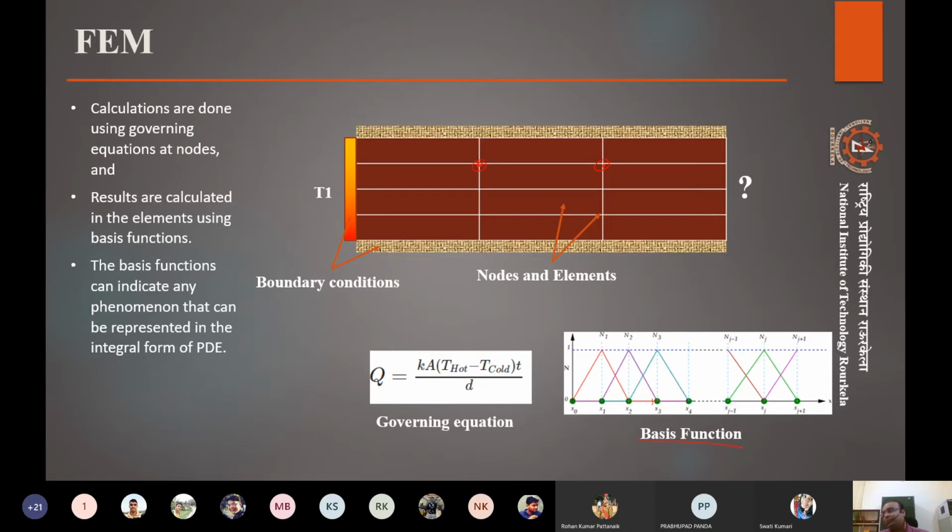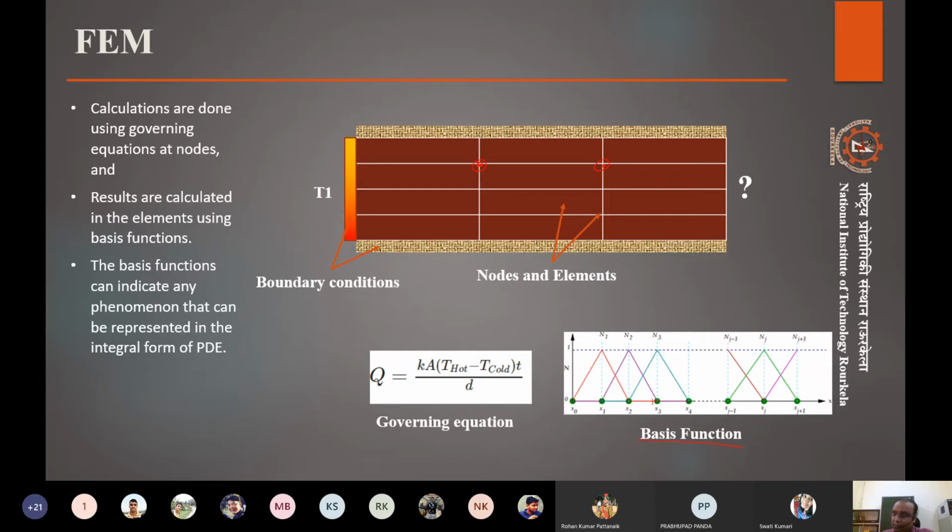Now, it is a good enough method. It has overcome many of the limitations that were present in many other methods, but there are certain limitations based on the type of calculations we are doing.